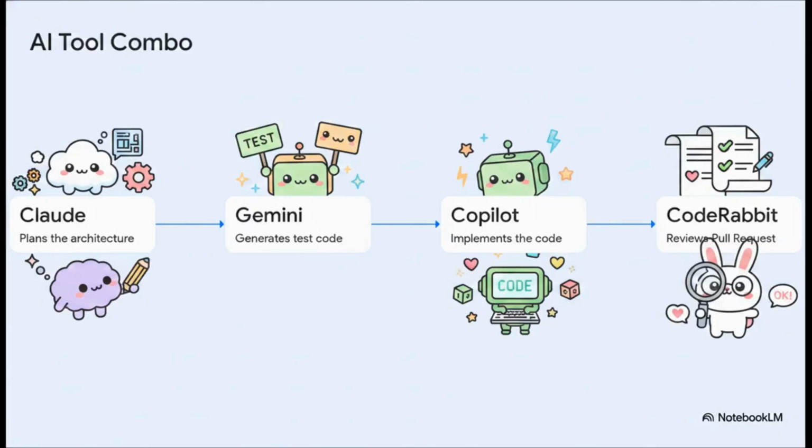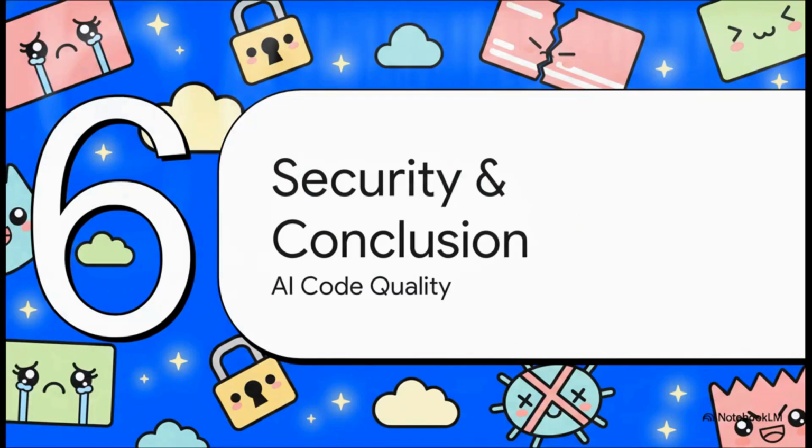This builds the ultimate autonomous feedback loop. You can have Claude use its deep reasoning to plan the architecture. Then Gemini CLI generates the strict test cases. Next, Copilot's agent mode writes the actual implementation to pass those tests. And finally, CodeRabbit independently reviews the resulting pull request. This combination of specialized models constantly checking each other's work is exponentially more powerful than just relying on one single tool.